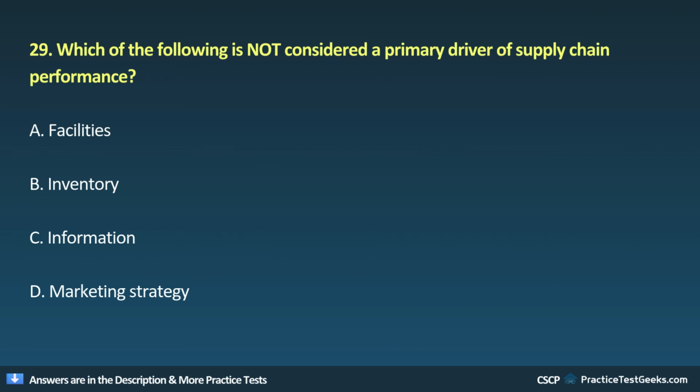29. Which of the following is not considered a primary driver of supply chain performance? A. Facilities. B. Inventory. C. Information. D. Marketing strategy.